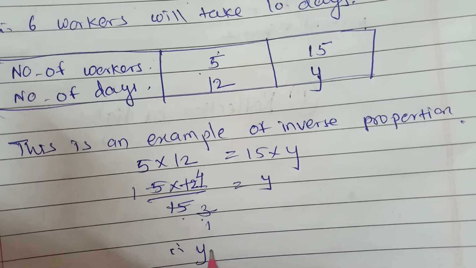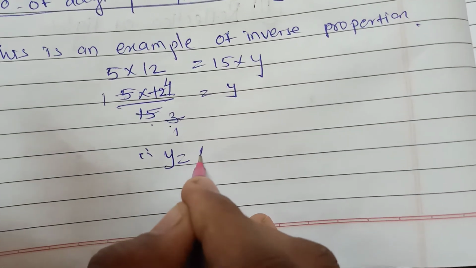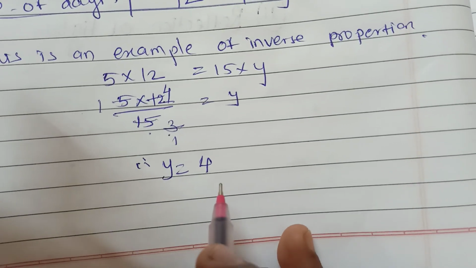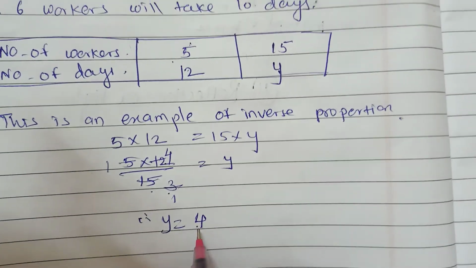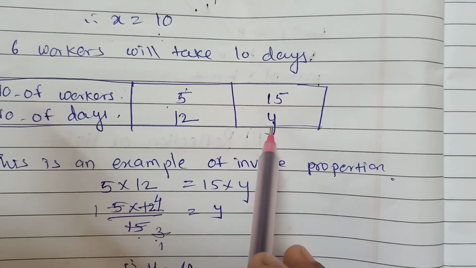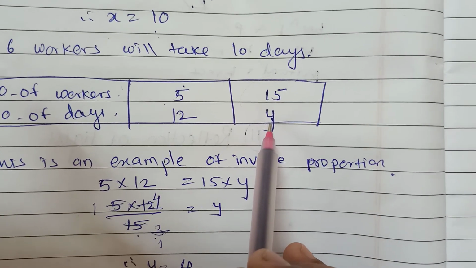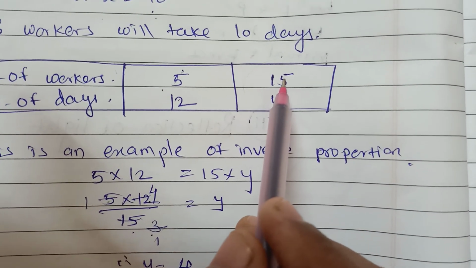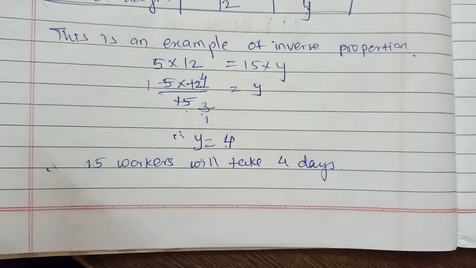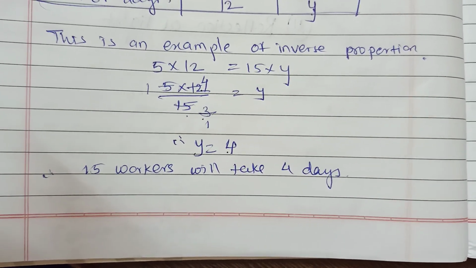Therefore y is equal to 4. That means the number of days required to complete the work is 4 when the number of workers are 15. That means 15 workers will take 4 days.